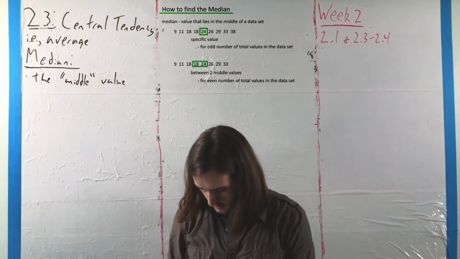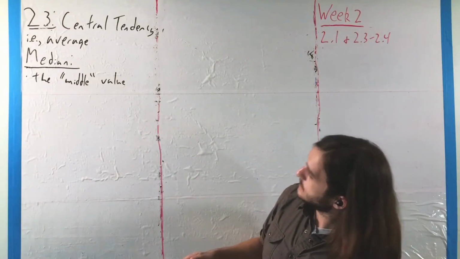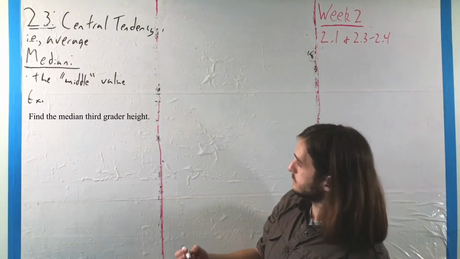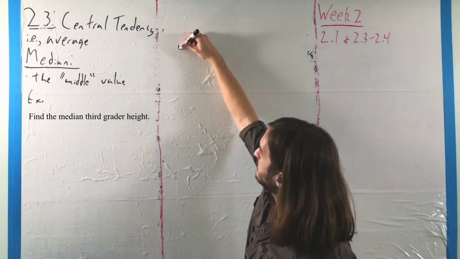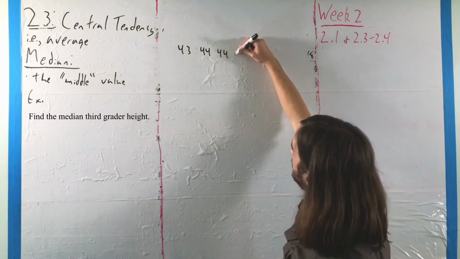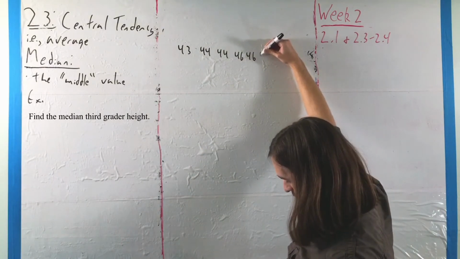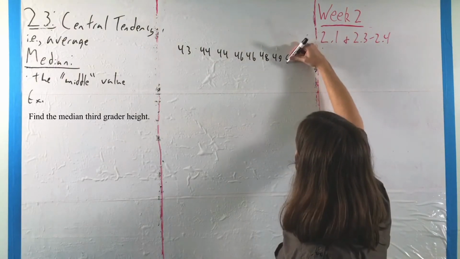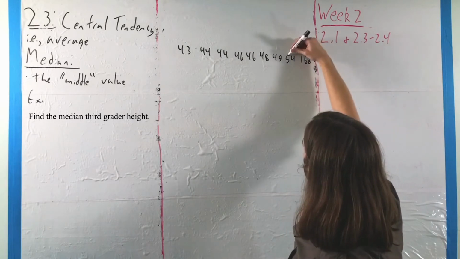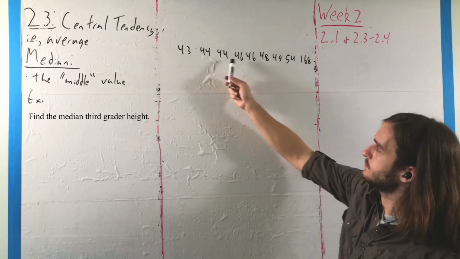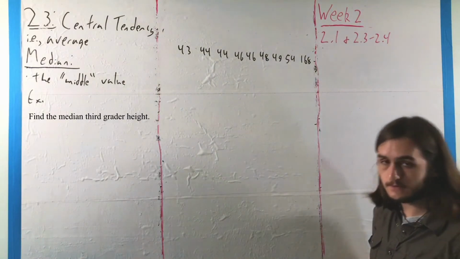So for an example to understand this, we're going to look at the school children heights again. If we want to work with this as our example here, what we can do is start by putting the values in ascending order: 43, 44, 44, 46, 46, 48, 49, 54, and 168. And then we're just going to work our way to the middle here, where we notice we have 1, 2, 3, 4, 5, 6, 7, 8, 9 values.